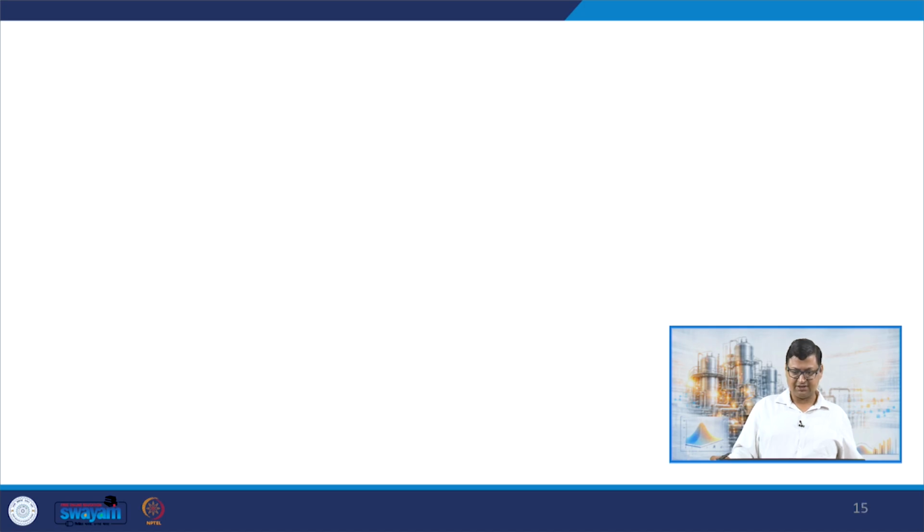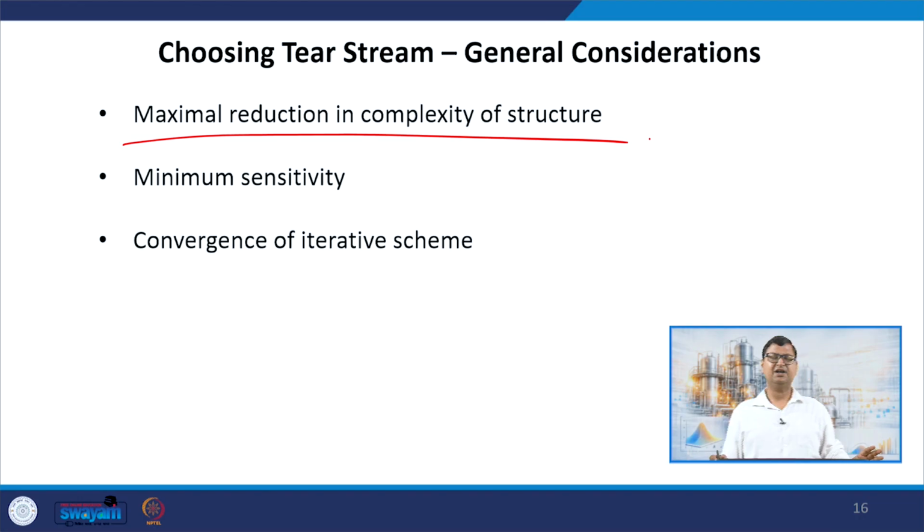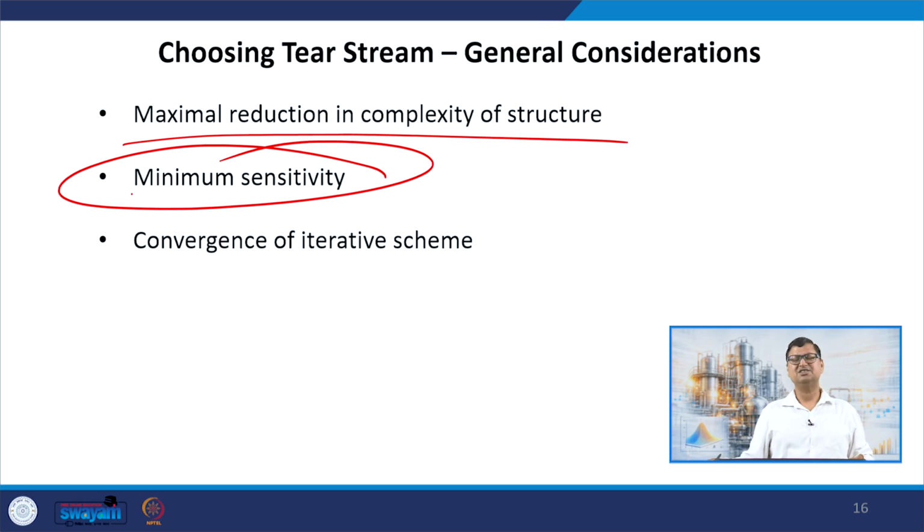So, with that, I am going to conclude this lecture, but there are a few other points that also have to be considered here: how do we choose the tear stream? One thing is very clear, that we want to get the maximal reduction in the complexity of the structure. But what is also important is that it should have a minimum sensitivity on the result. If, for example, you choose a guess variable for which the results are highly sensitive, in that case, the iterative scheme is going to be somewhat unstable.